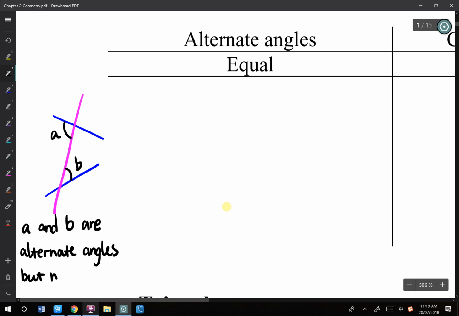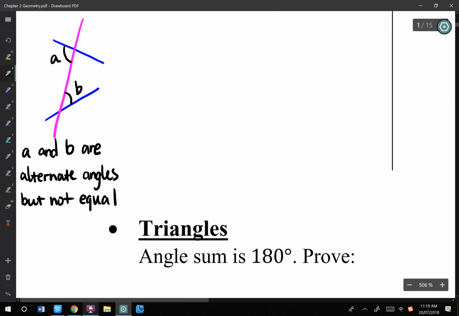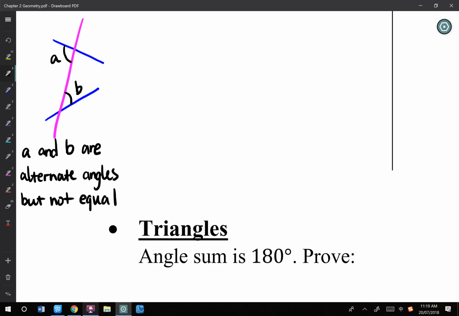But not equal. I hope you can see what I write here. Alternate angles are not always equal. It just refers to a position. If angles are in this position, they are called alternate angles. Those two angles are alternate angles, but obviously they are not equal to each other. Why are they not equal? Because those two lines are not parallel.